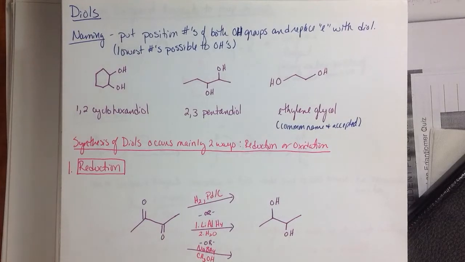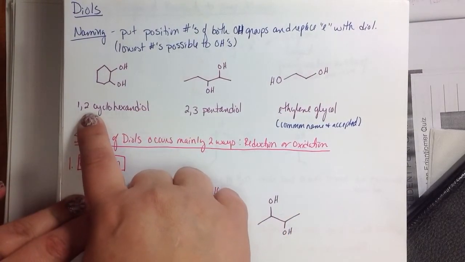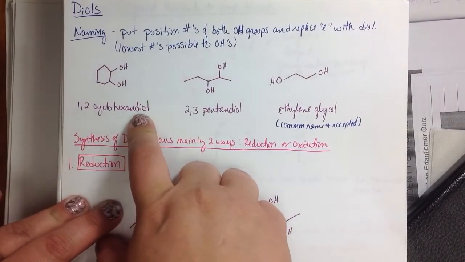Okay, in addition to alcohols, we can use something called a diol, and what this simply is, as the name implies, is that there are two alcohol functional groups in the same molecule. So first, in naming these, it's actually pretty simple. We just list the numbers, and instead of just saying -ol, we say it's a diol.